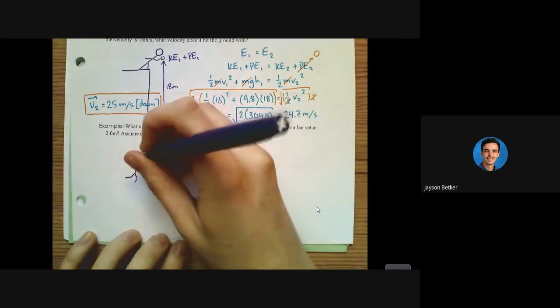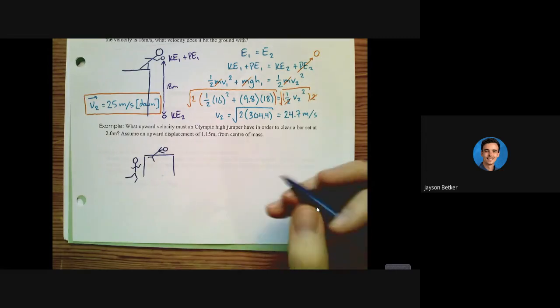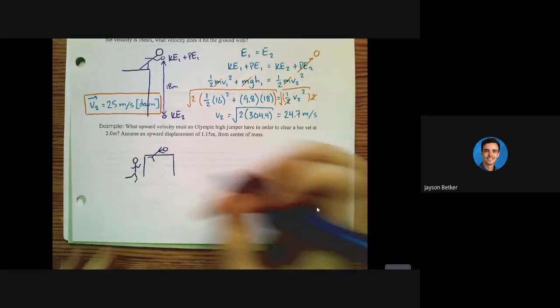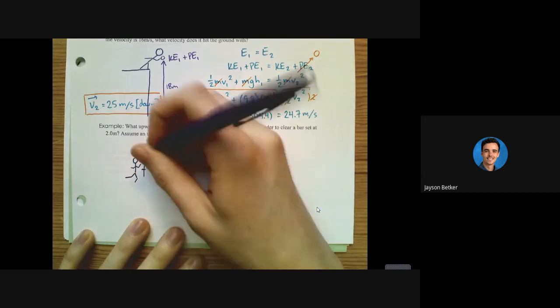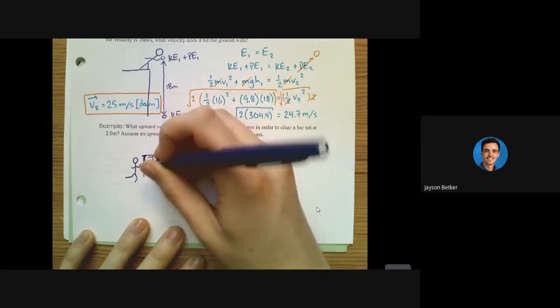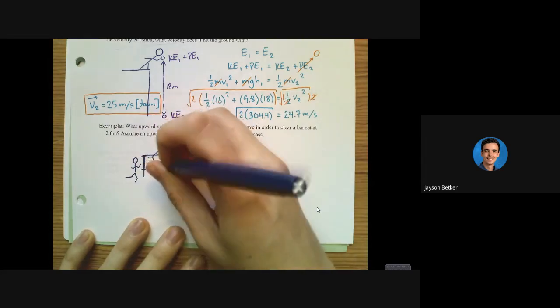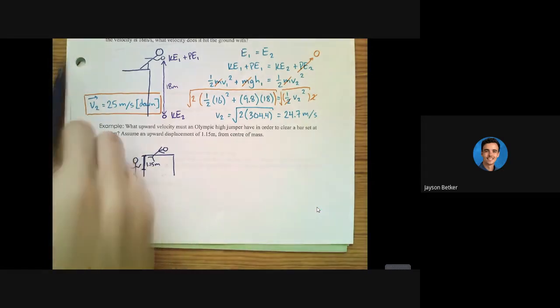Okay, oh, they don't have a head here. There we go. Now, although the bar is set at 2 meters, we're actually only concerned with this point from their center of mass right here. So we're only concerned with the last 1.15 meters. That's the upwards displacement that we're looking at.